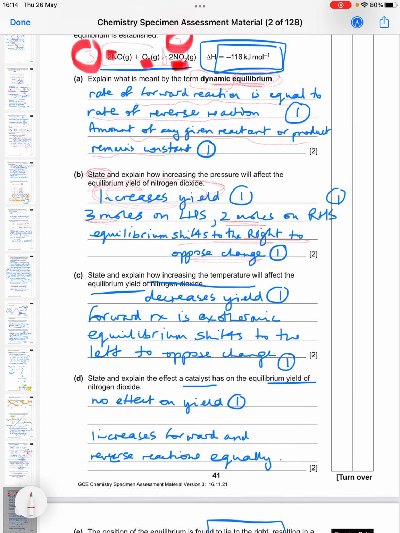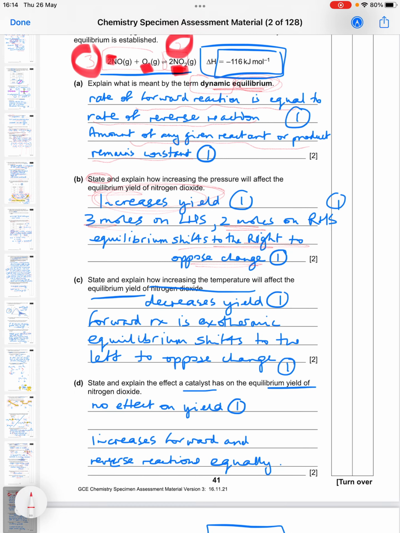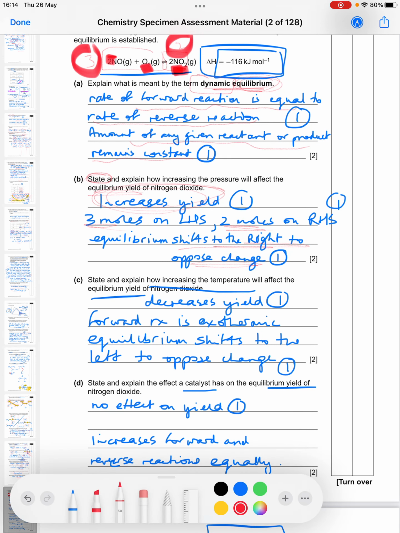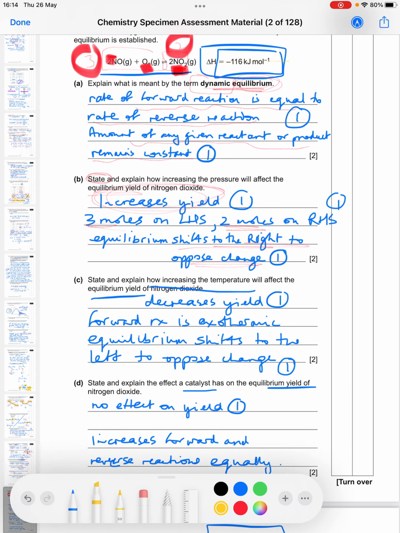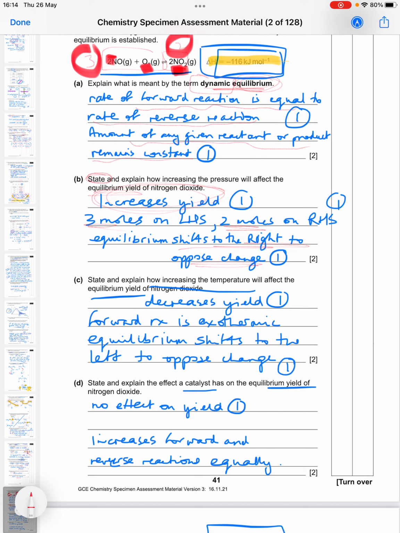Then state and explain how increasing the temperature will affect the equilibrium yield. So up at the top here, you can see that the enthalpy change is minus 116. So that means that the forward reaction is exothermic, which means that the yield will decrease because the equilibrium will shift to the left to oppose the change. The reaction going that way would be endothermic, so it's going to take in the heat.